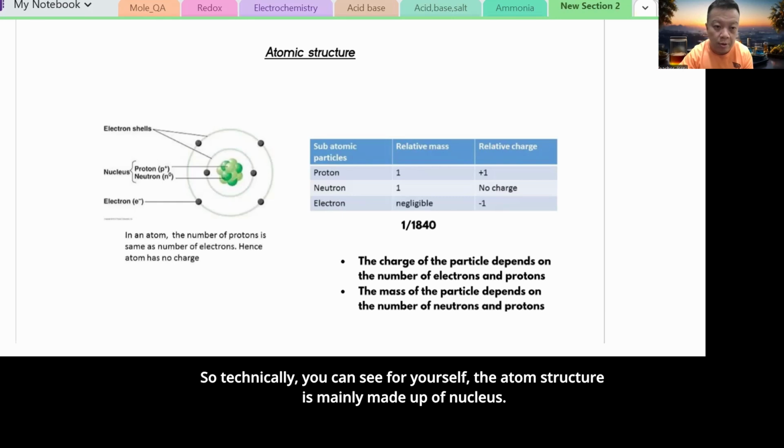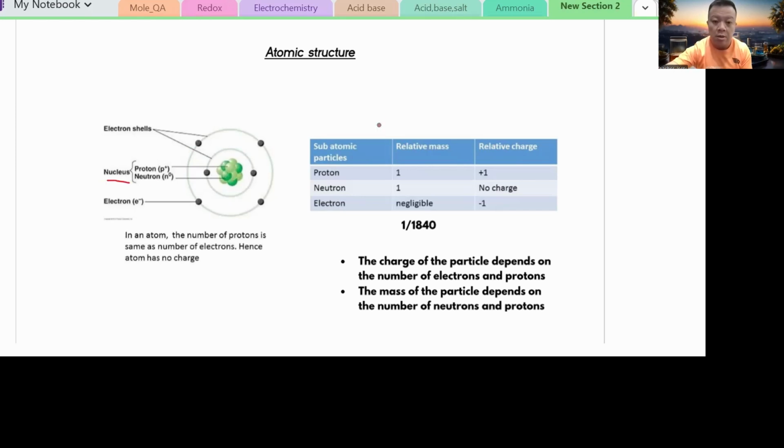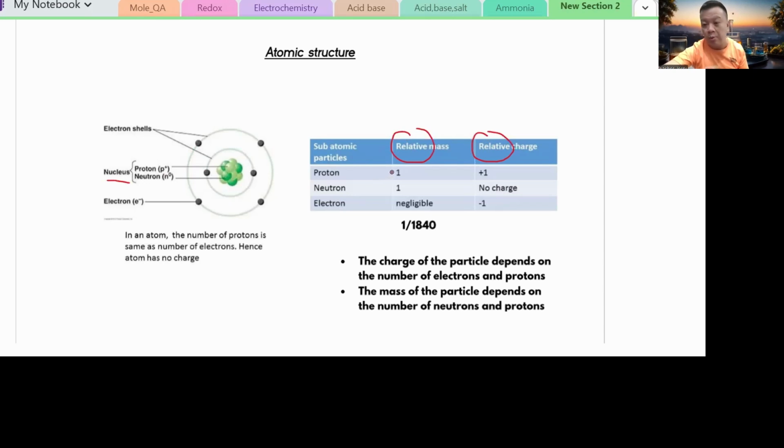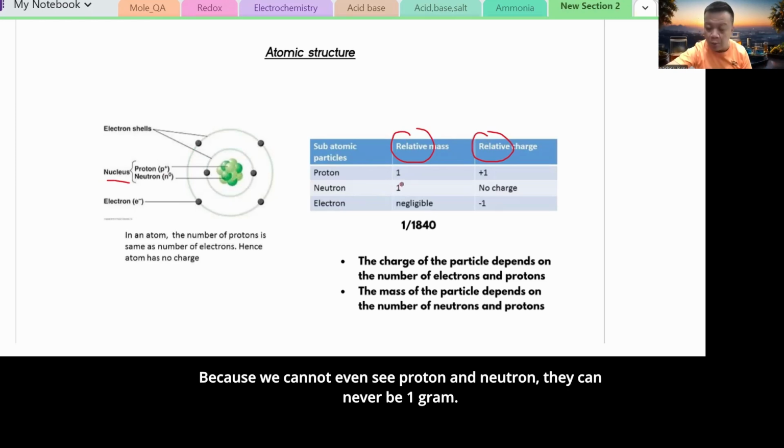Technically, you can see for yourself the atom structure. It's mainly made of the nucleus, where there are protons and neutrons. So actually, the nucleus is the core, and then the electrons are orbiting around the nucleus. Do take note, relative means it's not the real mass or the real charge. When we say proton 1, it doesn't mean that proton is 1 gram. What we are saying is that if proton is 1 milligram, then neutron is 1 milligram. It's about 1 is to 1, because we cannot even see protons and neutrons. They can never be 1 gram.